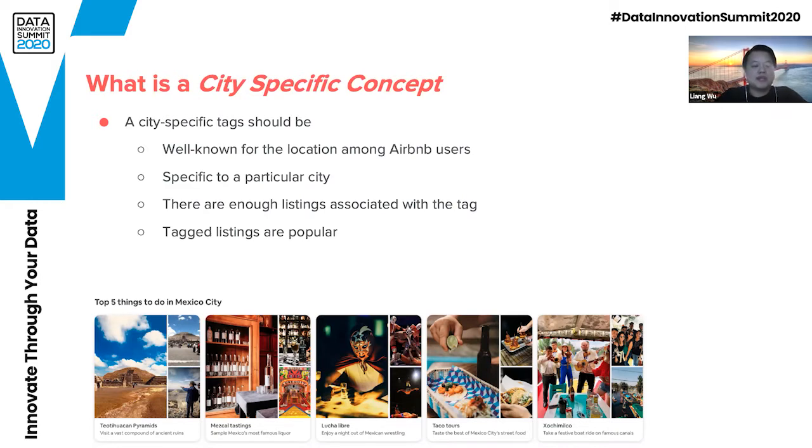So we want to see groupings of listings that are well known to users and specific to a particular location, and we have enough listings to support the grouping, and the listings within the grouping are frequently booked.